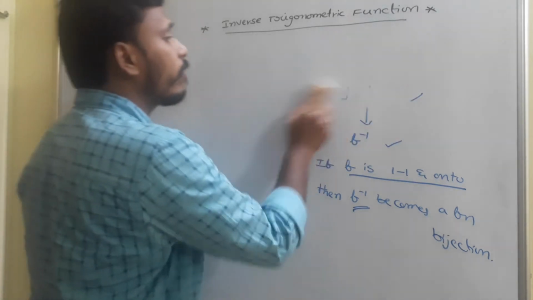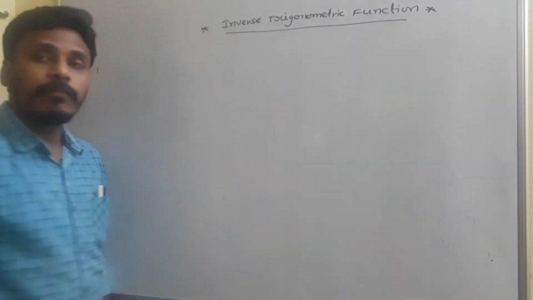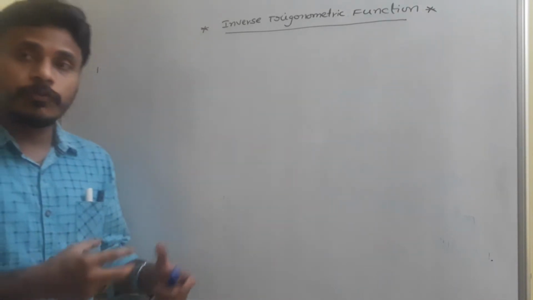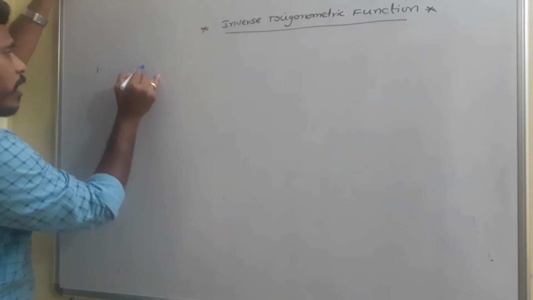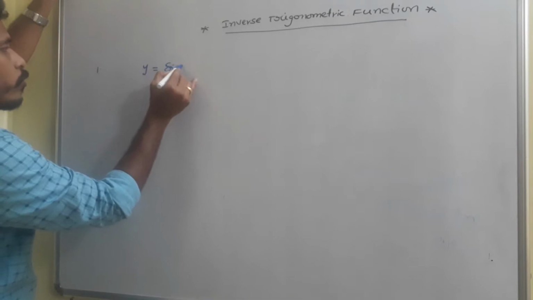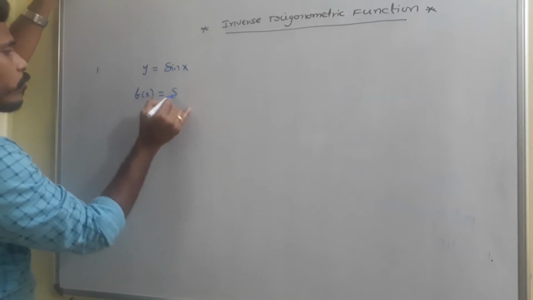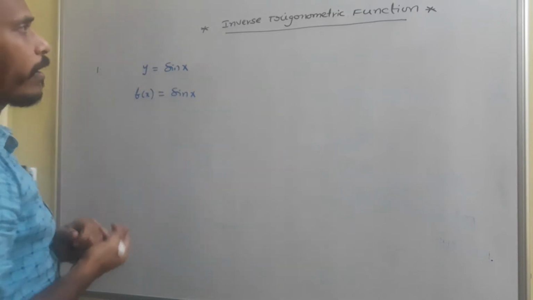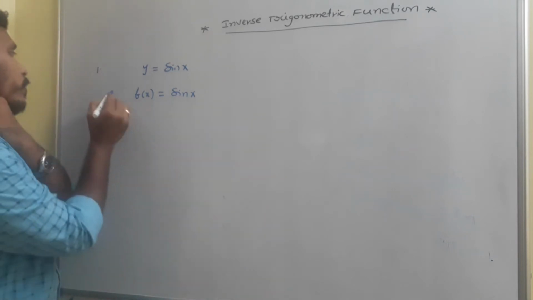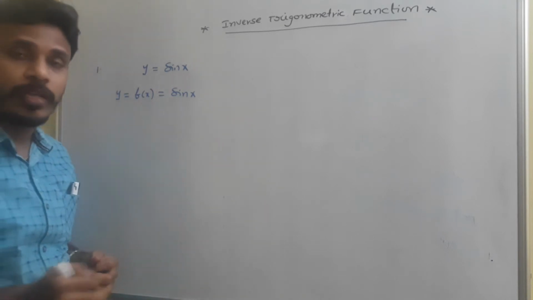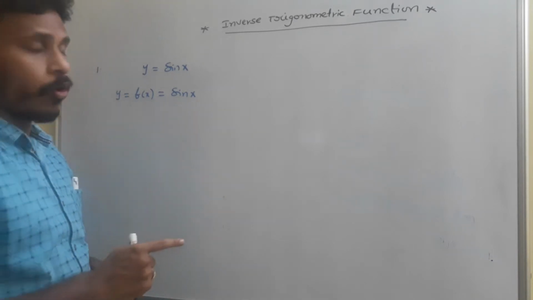Now the chapter is inverse trigonometric functions. The name itself suggests we are going to construct inverses for the trigonometric functions. First of all, you need to start with a trigonometric function, and I am taking y is equal to sin x. So f of x is equal to sin x is a trigonometric function. As we know, in y is equal to f of x is equal to sin x, this x is the input of the function and this y is the output of the function.